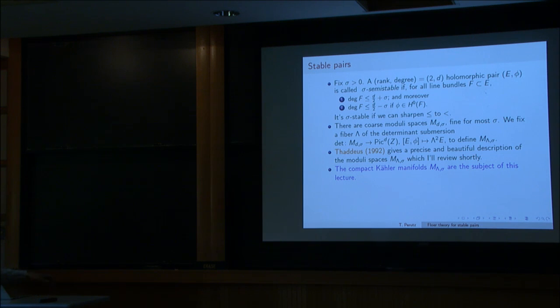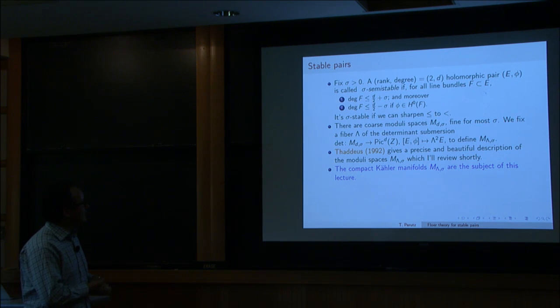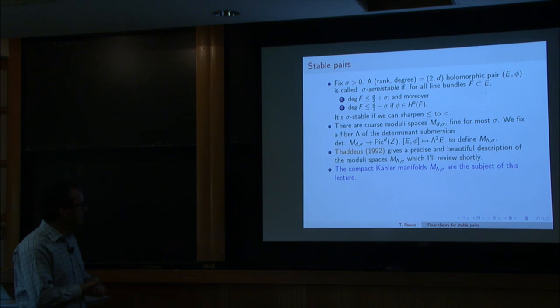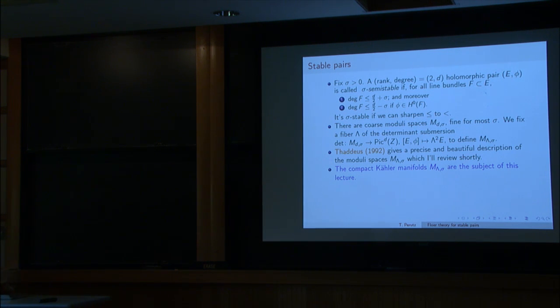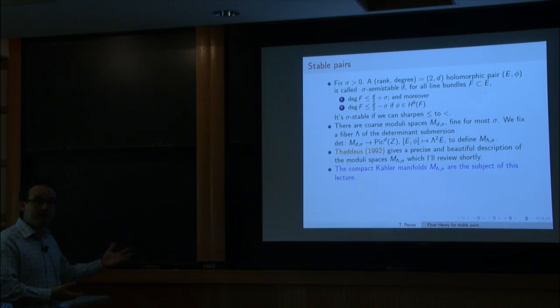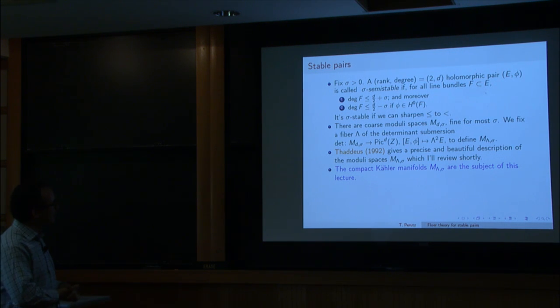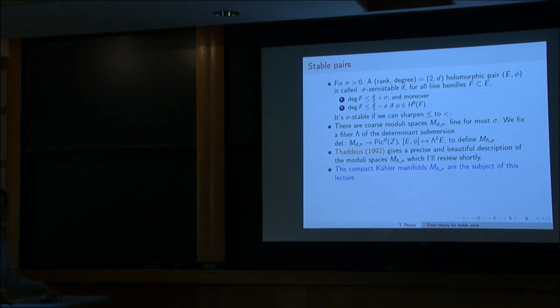Thaddeus back in '92 gave a beautiful and very precise description of these spaces, and I'll review that. These are compact Kähler manifolds M_{lambda,sigma}. They come with Kähler forms. They're compact. They are smooth. There are no singularities in sight. Those are the subject of this lecture.